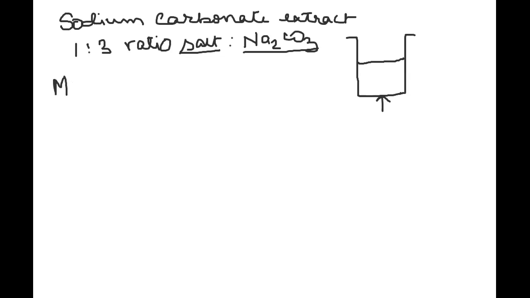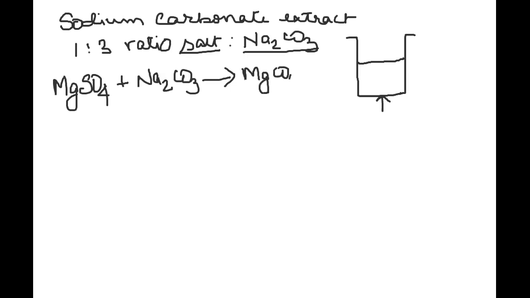Now we don't know which salt has been given to us for identification. But let us say in the video also we are taking magnesium sulfate. So I'm using magnesium sulfate here. When this is reacting with sodium carbonate and it is being heated, I mean kind of it is being boiled for a long time, then in this case what happens is that magnesium carbonate is formed, which will precipitate.